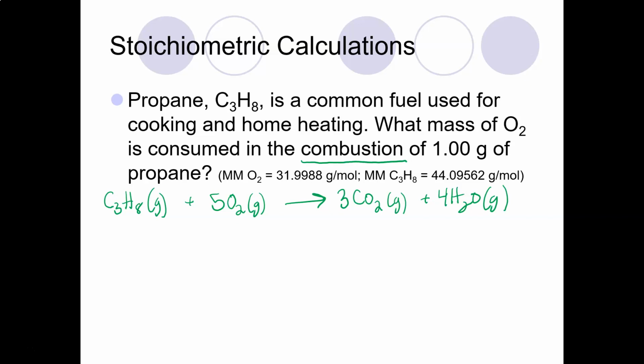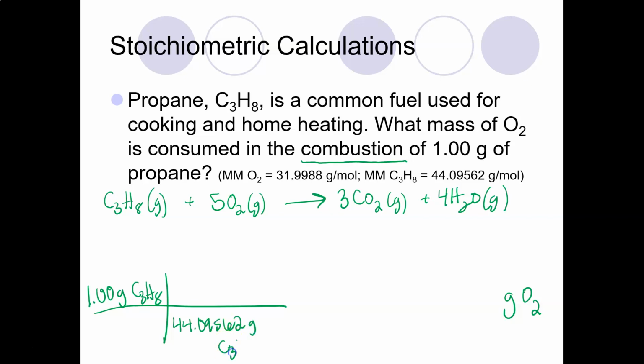Okay, so looking back at the question, what mass of O2 is consumed in the combustion of 1.00 grams of propane? So we're solving for grams of O2. And we're starting with 1.00 grams of propane, which is C3H8. We have those 3 unit factors, Avogadro's number, molar mass, and mole ratio. In this instance, we have to cancel out grams of propane. So I'm going to use the molar mass of propane. That was given up in the parentheses at the end of the question.